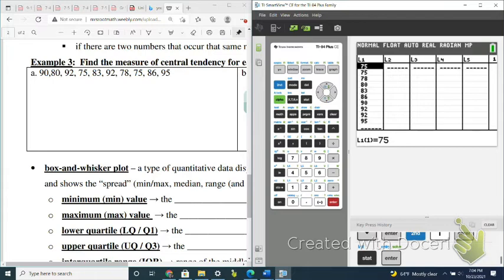So from our calculator, we had that our mean was 84.6, our median was 84.5, and our mode is 75 and 92.